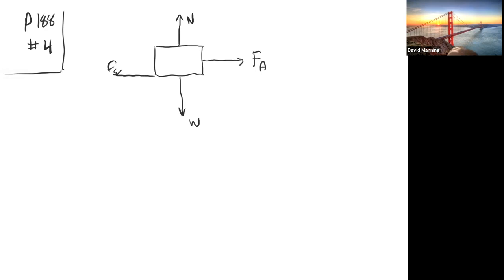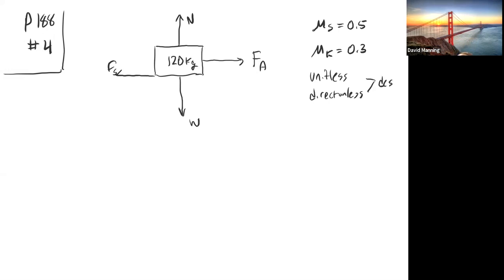So it says, suppose you have a 120 kilogram wooden crate. There's the mass. And it says a wooden crate on a wooden floor, so that's wood on wood. So I look on the chart. Wood on wood is 0.5 and 0.3. So that tells me mu s is equal to 0.5, mu k equals 0.3. Notice mu is unitless and directionless. It's just a description of the surface. It's not a vector, it's just a description.